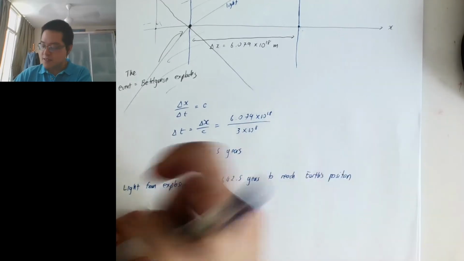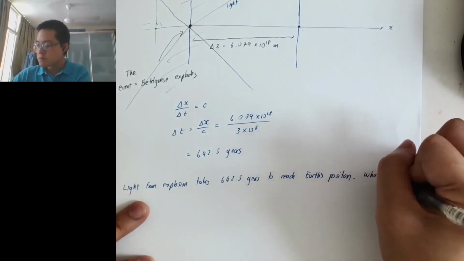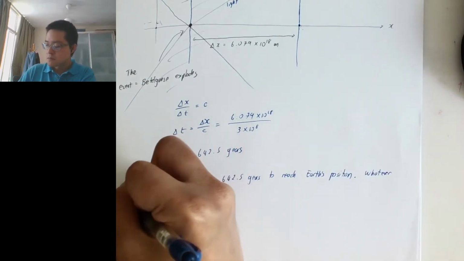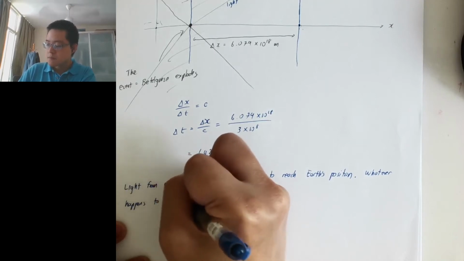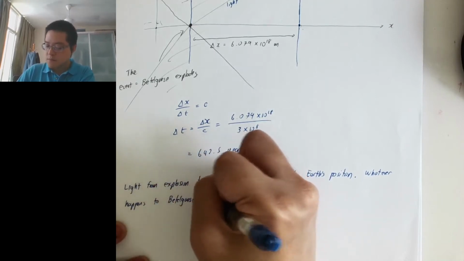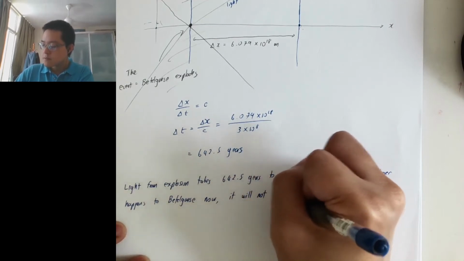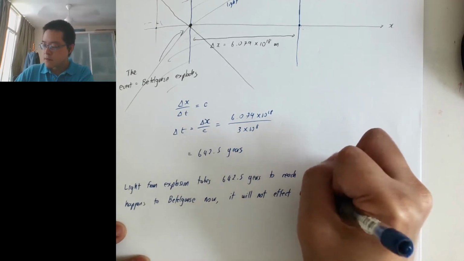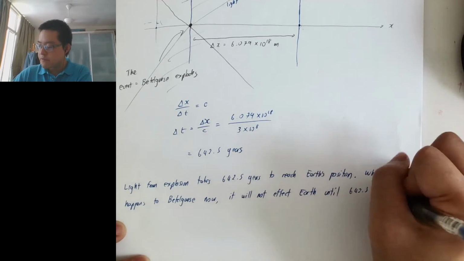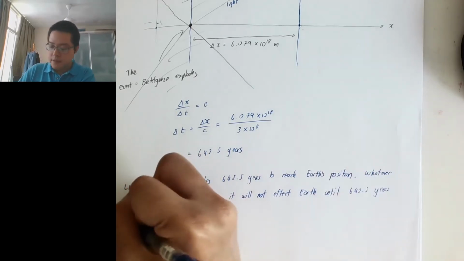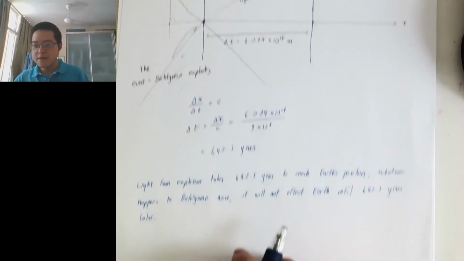Okay, so yeah, this is what we say. It takes this many years to reach Earth's position. So whatever happens to Betelgeuse right now will not affect Earth until 642.5 years later. Okay, so that is the meaning of the space-time diagram, right?